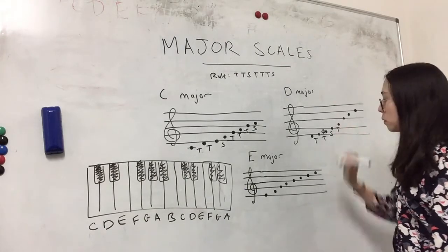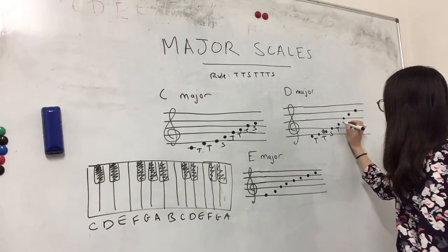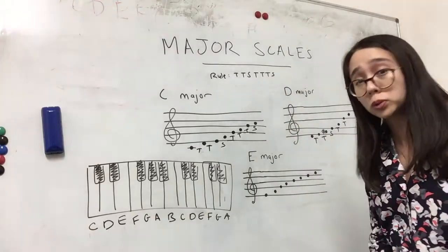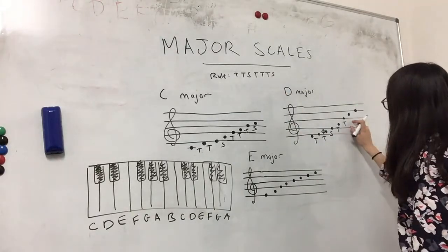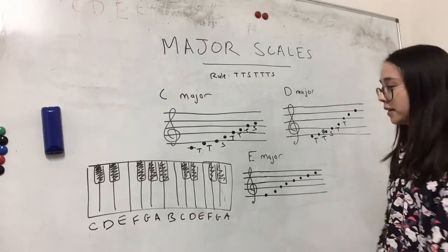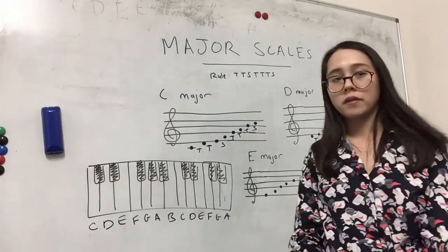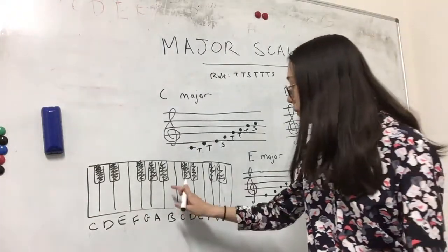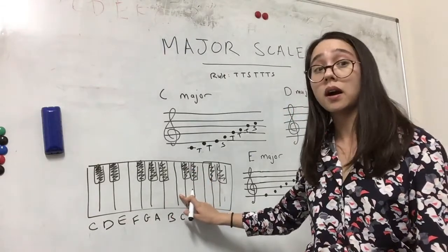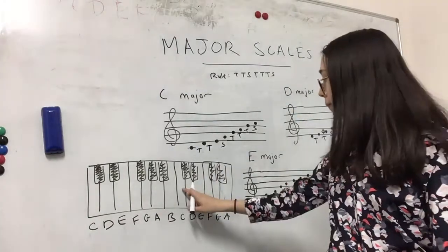G and A, we found out from C major, that's a tone. A and B, we found out from C major again, that's a tone. We still keep on following the rule. We need to add a tone between B and C. Now again, same thing we're going to do just like between E and F. So come from B, half note. We need to make another half note to make that tone. Keep on following the rule.